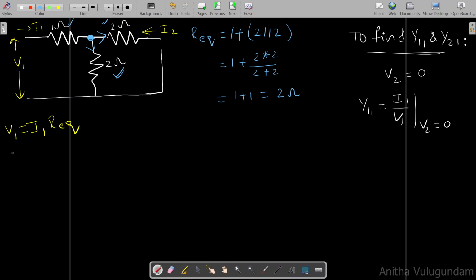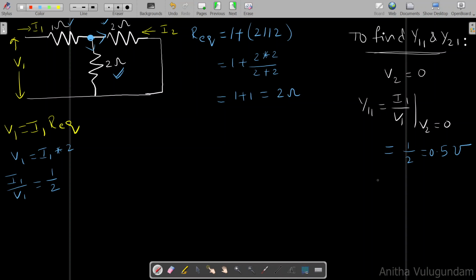If I substitute it here, V1 equal to I1 into 2, and I1 by V1 equal to 1 by 2. Therefore, Y11 equal to 1 by 2, that is equal to 0.5 mho. We are done with finding Y11.